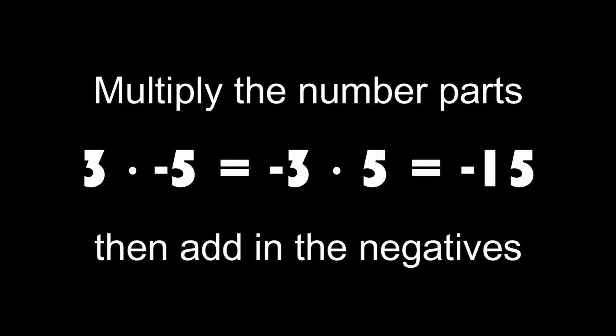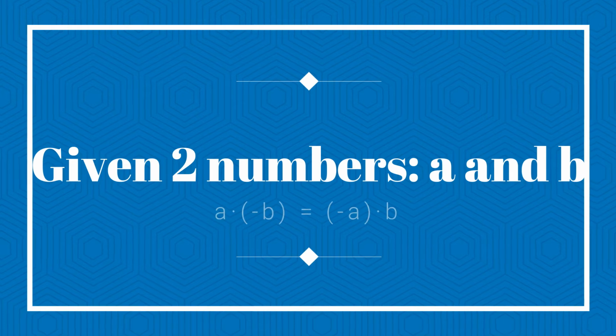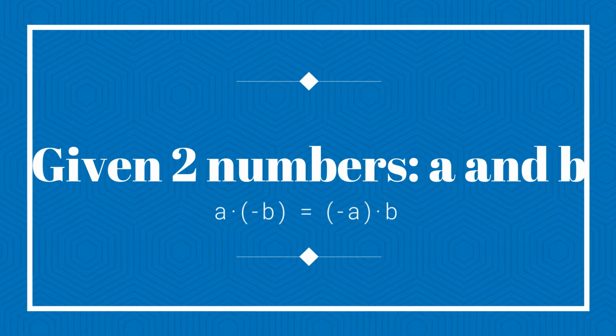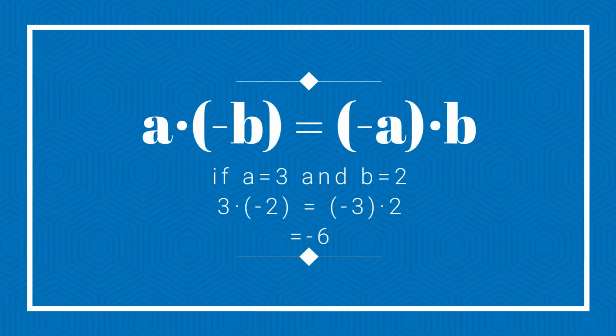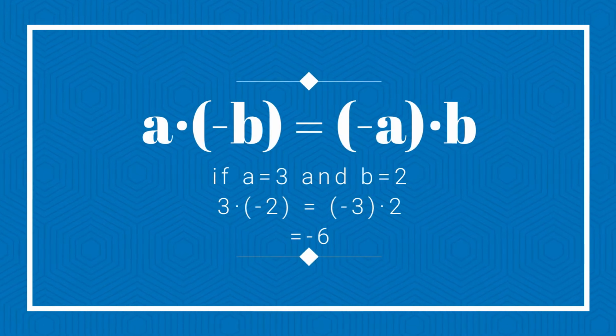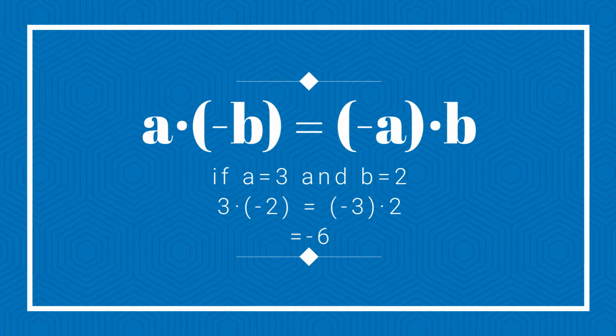We can make this notion more general. Given two numbers a and b, a times negative b equals negative a times b. Just like last time, we generalize this rule so that we can see it holds true for any two numbers. For example, if a equals 3 and b equals 2, this statement tells us that 3 times negative 2 equals negative 3 times 2, which is true.